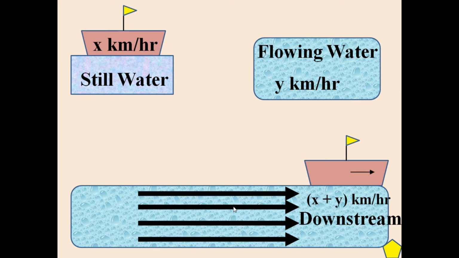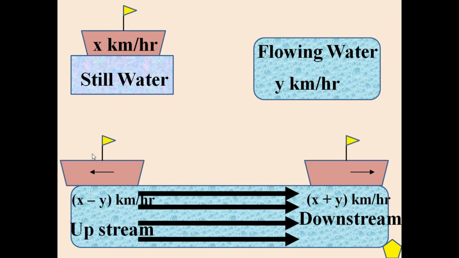The water is moving in this direction, but the boat is moving in the opposite direction. So the water is in this direction and the boat is in the opposite direction. And remember please, the individual speed of the boat is x, the individual speed of the water is y. Now, because the boat has to go against the flow of the water, the resultant speed will be the speed of the boat minus the speed of the water. This kind of movement is known as upstream movement, and this speed is known as upstream speed.